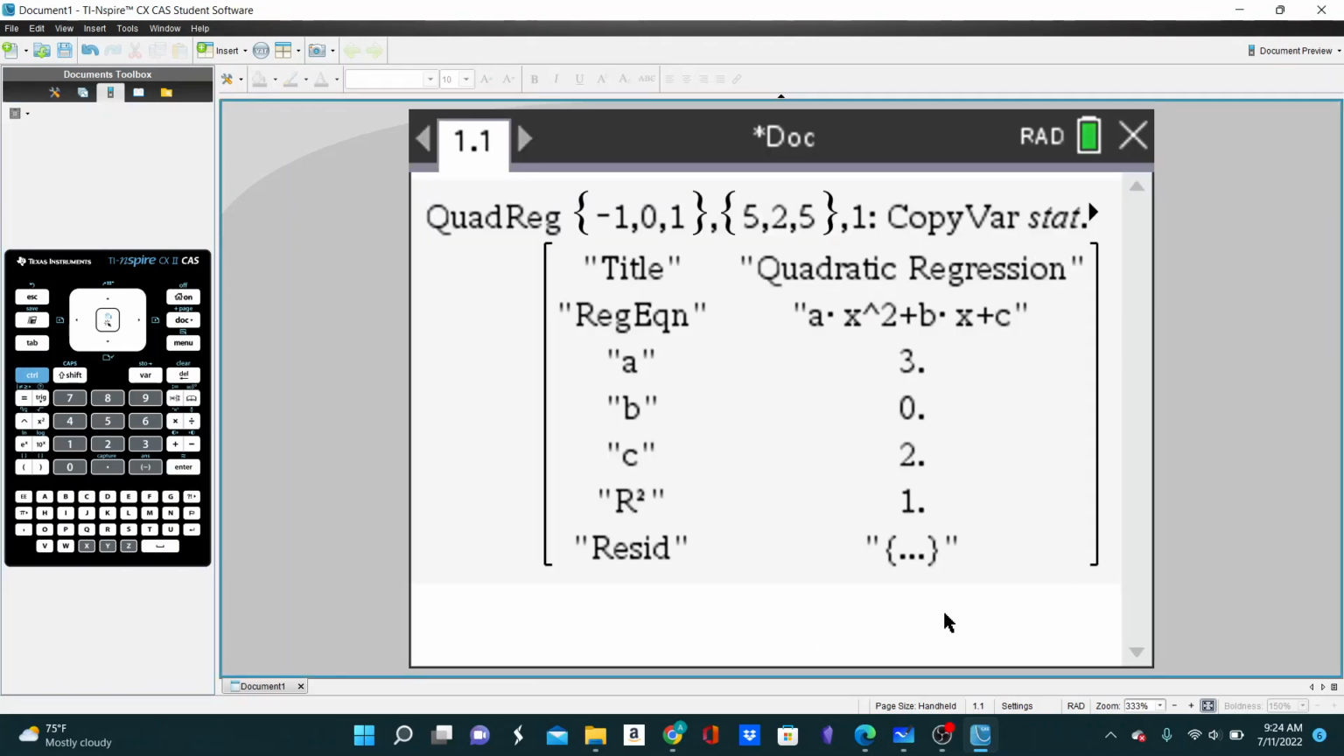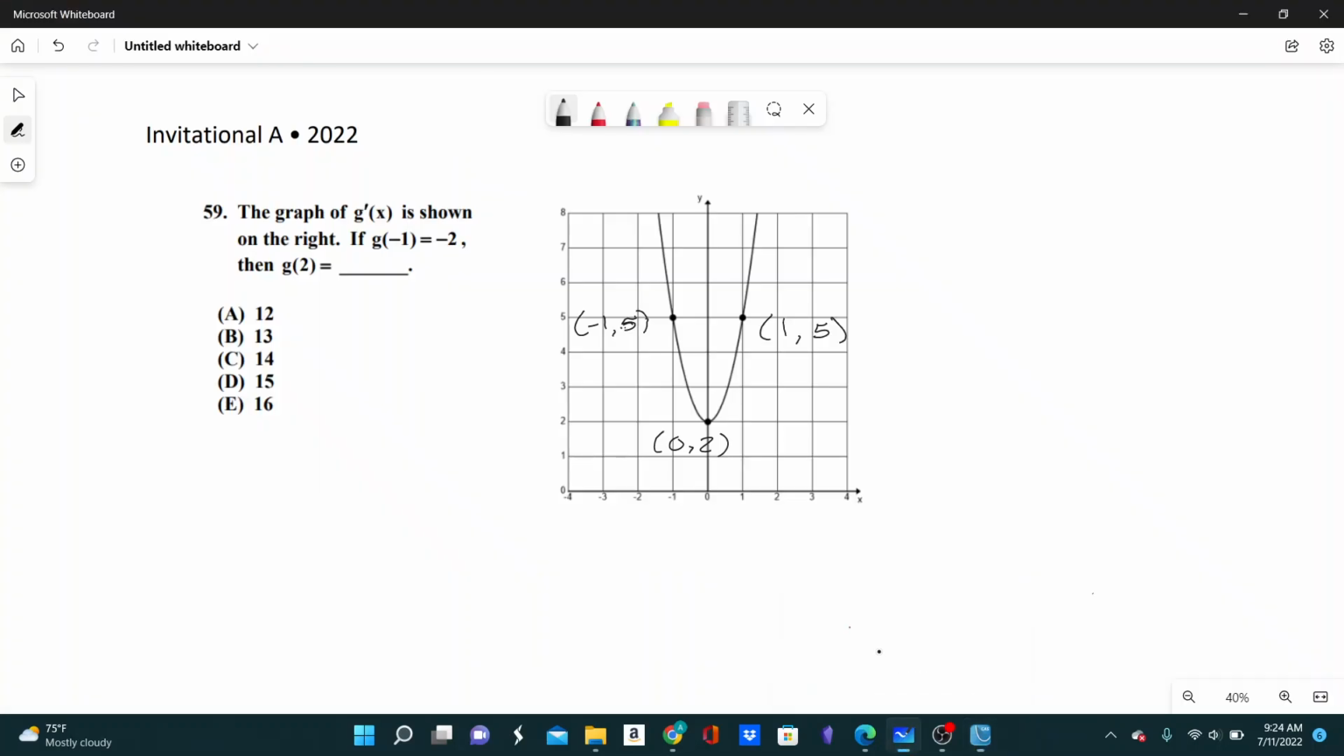You click OK. And so this is just 3x squared plus 2. And yes, you probably could have told this based on the picture, but I was just showing you how to use the regression program. So it's y equals 3x squared plus 2. But remember, this isn't f of x, this is g of x rather. This is g prime of x.